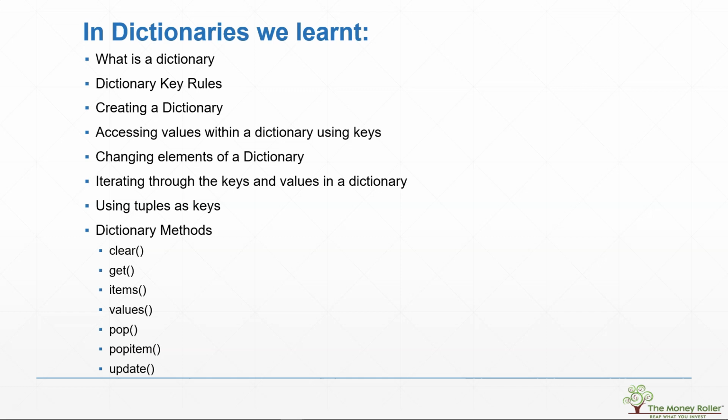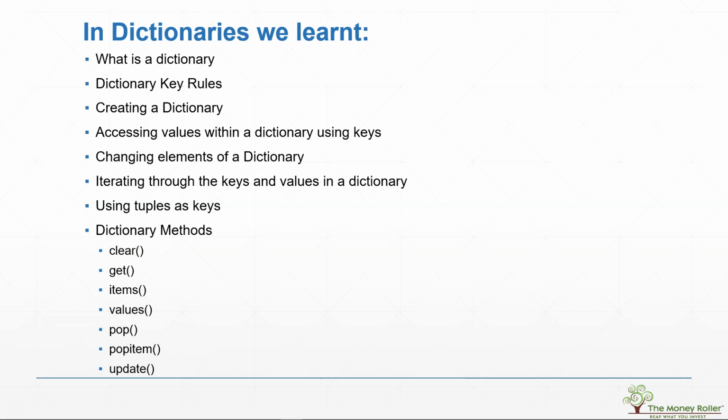Okay, so in this session, we learned what a dictionary is, the rules of dictionary keys, how to create a dictionary, how to access the values in a dictionary, changing the elements of a dictionary, iterating through keys and dictionaries. Okay, we haven't done this; we will do iteration in the next one. Then using tuples as keys, then dictionary methods, that is clear, get, items, values, popitem, and update. So, brush up on all these concepts.